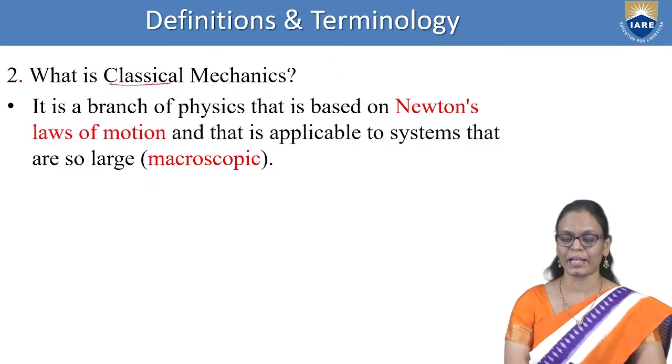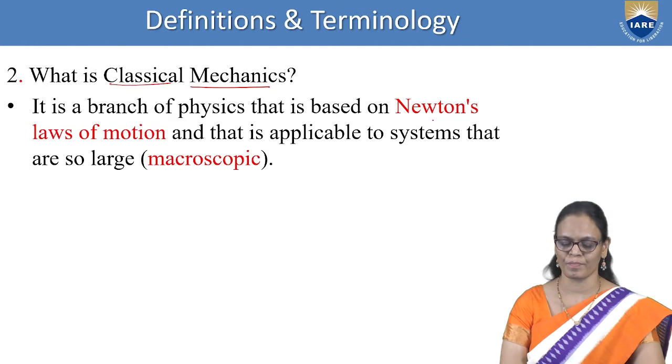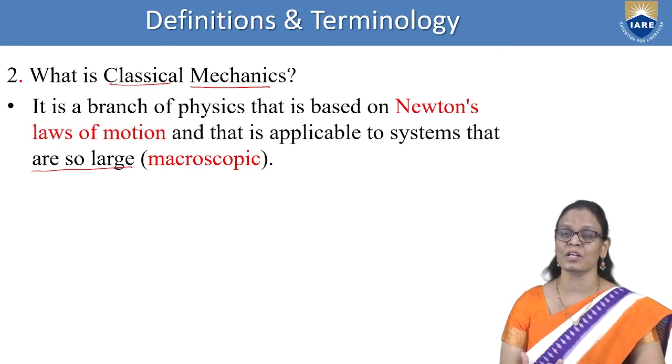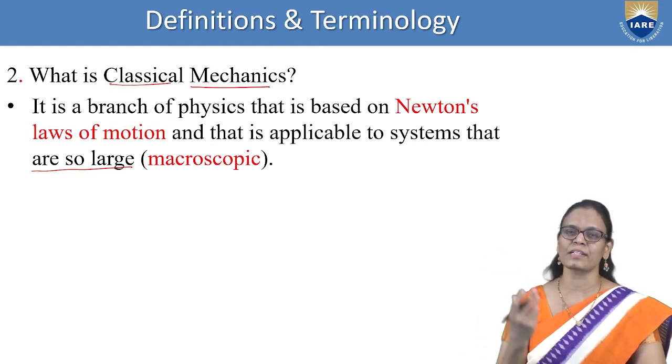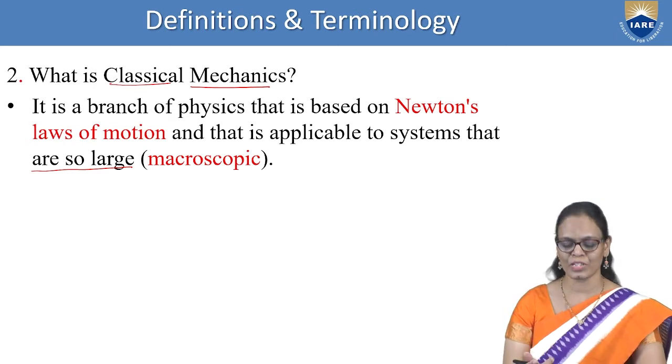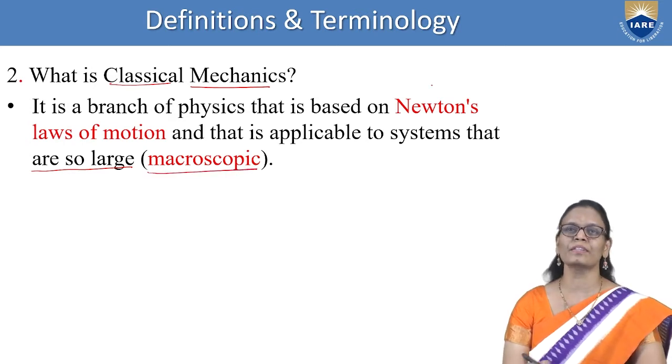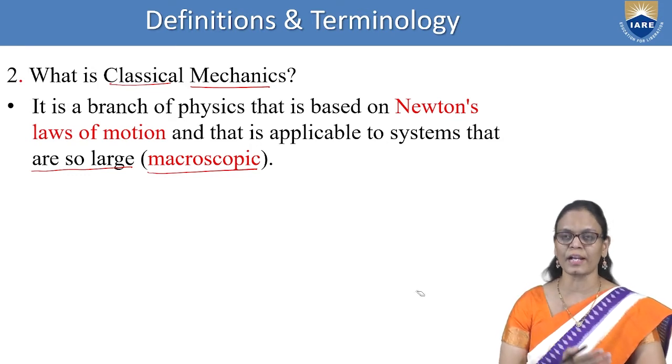Then what is classical mechanics? It is a branch of physics that is based on Newton's laws of motion, that is applicable to systems that are very large. Whenever you are talking about large systems, from the size of a billiard ball to the size of a rocket, any size which is measurable, which is macroscopic, all of Newton's laws of motion apply. So whenever we are talking about such kinds of bodies, we use classical mechanics.